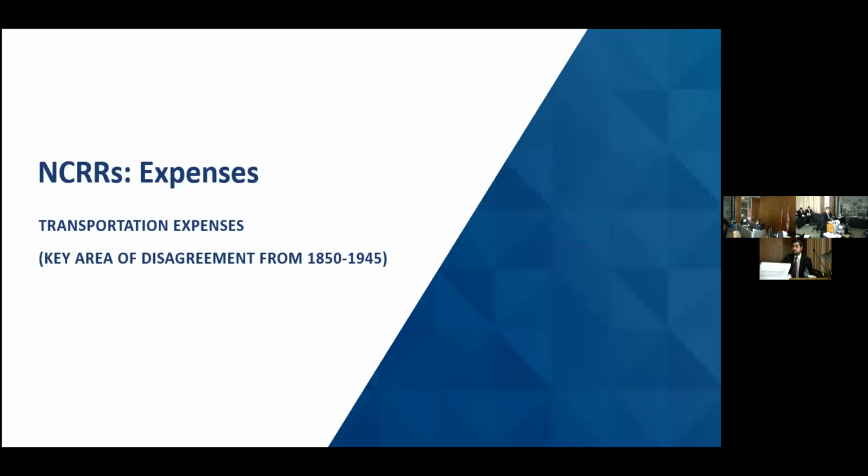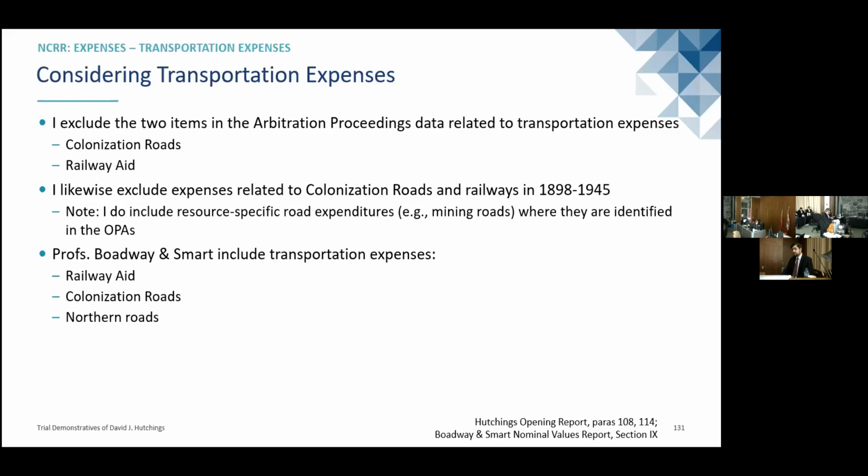So I think we are ready for slide 130 after 129. So we go to NCRR expenses. Now you're going to get into transportation expenses and explain the disagreement about transportation, I think. Yes. As I noted on the prior slide, this is the main area. This is slide 131 we're on now.